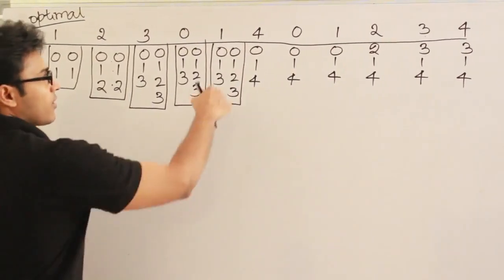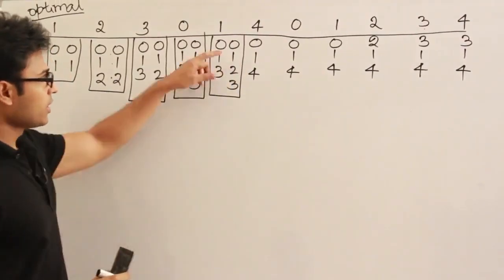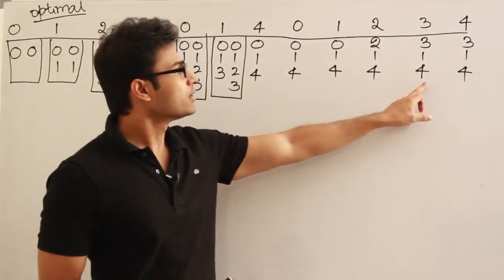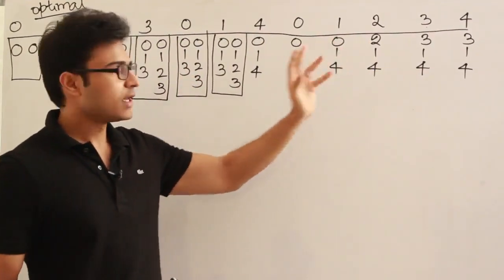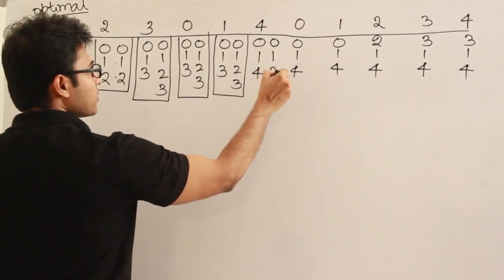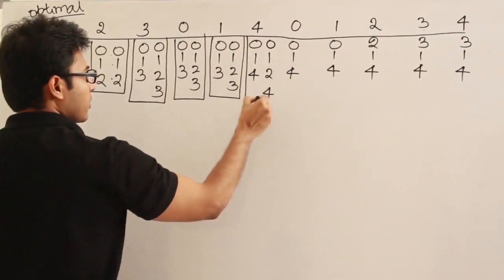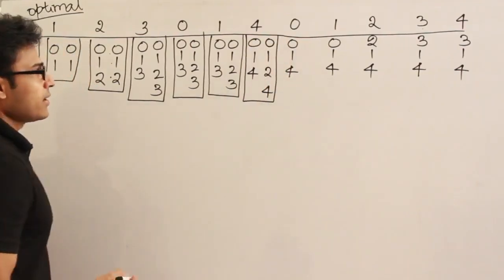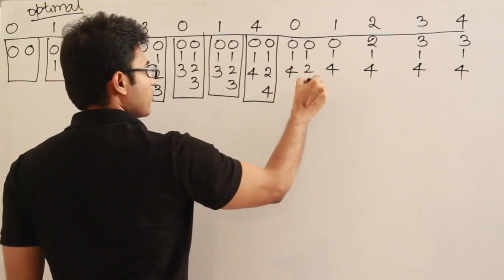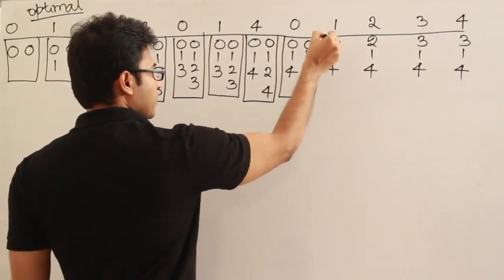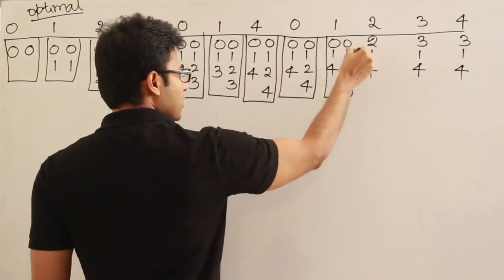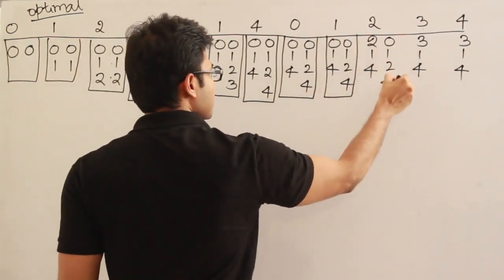Okay, and now here when 4 is required, one of them has to be replaced. Among 0 1 2 3, one of them has to be replaced. So see this, 0 1 2 3, 3 is the one which is referred last. Therefore 3 will be replaced with 4. So what I get is 0 1 2 4. Got it? And next, when 0 is referred, 0 is already present, so nothing changes. 0, 1, 2, 4. And when 1 is referred, 1 is already there, so nothing changes.